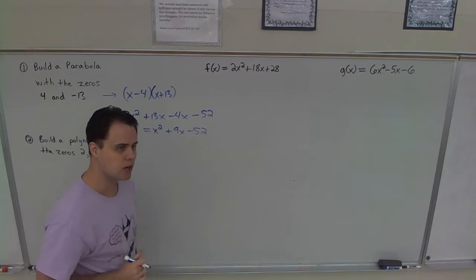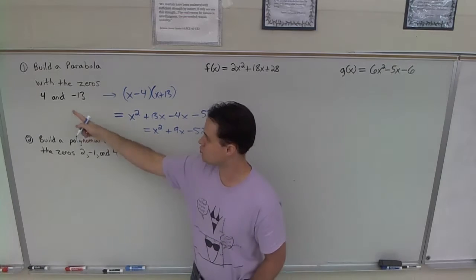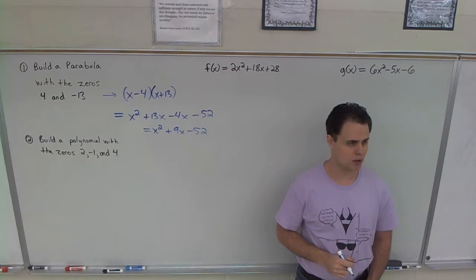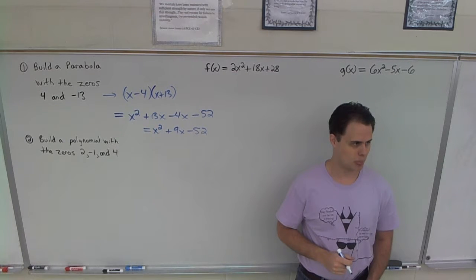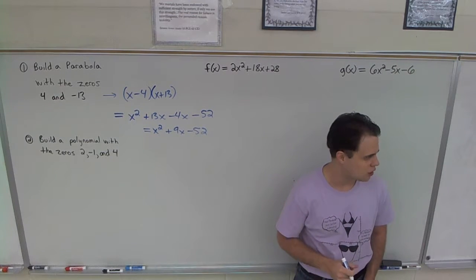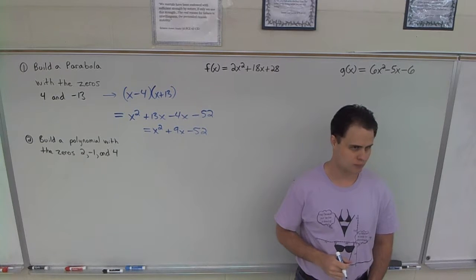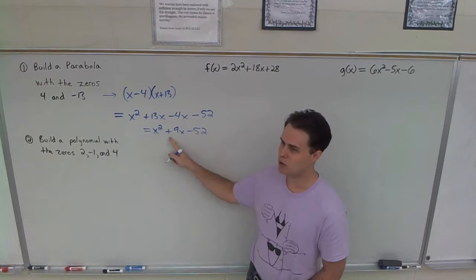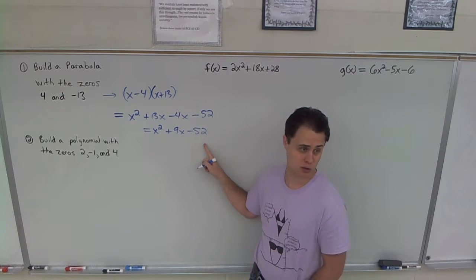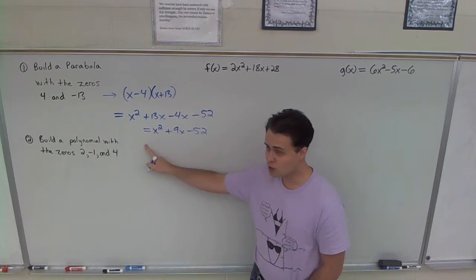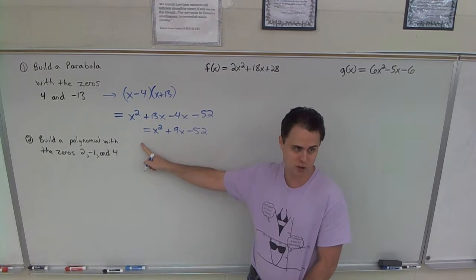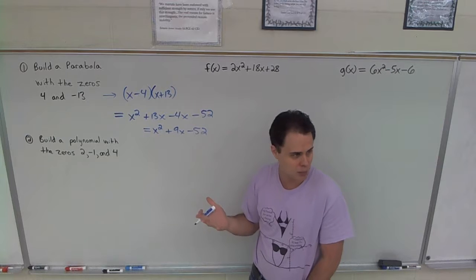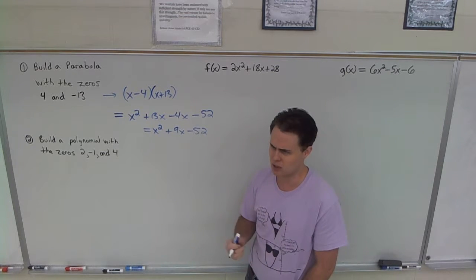There is one parabola which will have the zeros of 4 and negative 13. You guys said there were an infinite number of other ones. How could you get those other ones? Well, you could multiply this entire parabola by 2. That would be a steeper one that goes through the same spots. Or you could multiply everything by 3, an even steeper one that goes through the same spots. Or you could multiply everything by a half. That'd be a flatter parabola that would go through the same spots. You guys get the idea?